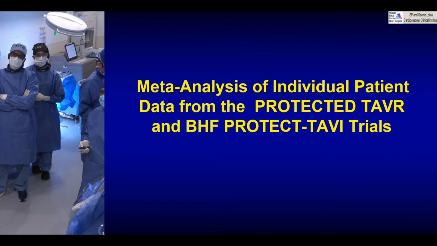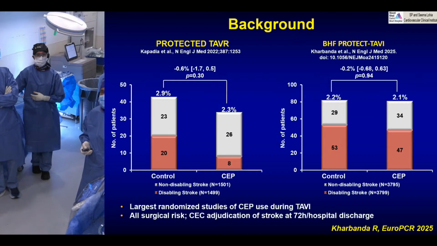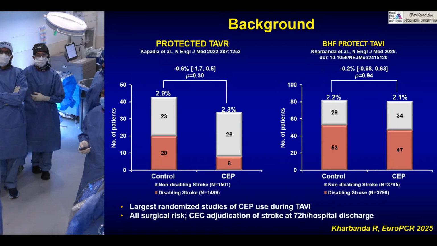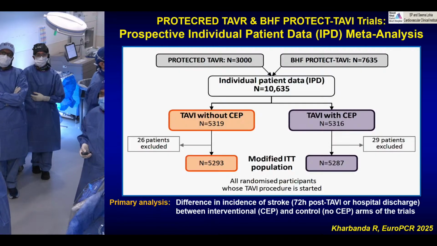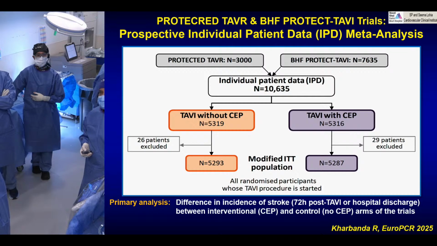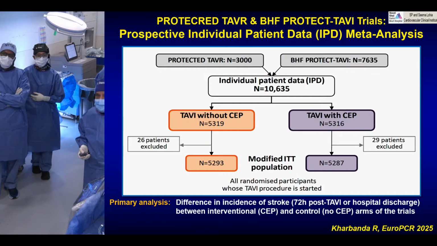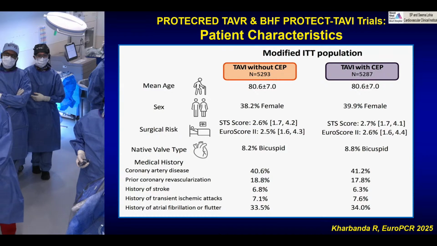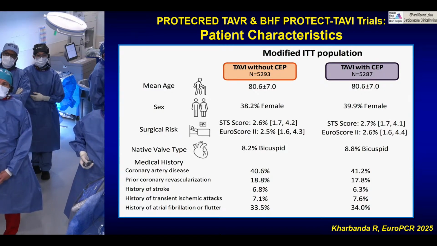Now, we talked about the PROTECTED TAVR and BHF PROTECT-TAVI trials. This basically shows them combined in a meta-analysis. These are the individual trials, which overall were negative, and they now combine TAVI without cerebral embolic protection and with cerebral embolic protection, 5,000 plus patients. I mean, a large number of patients. And so these are the overall distributions.